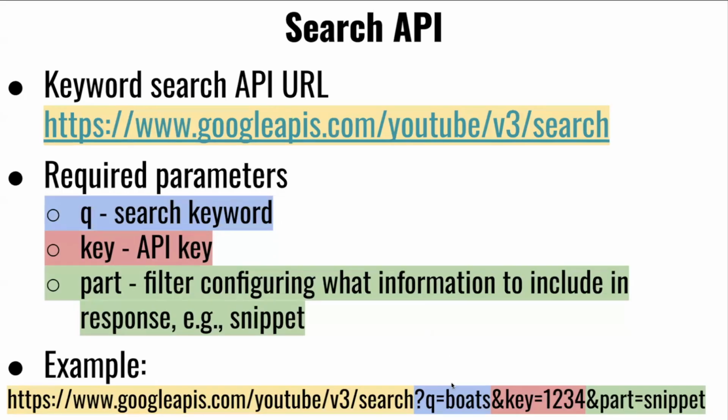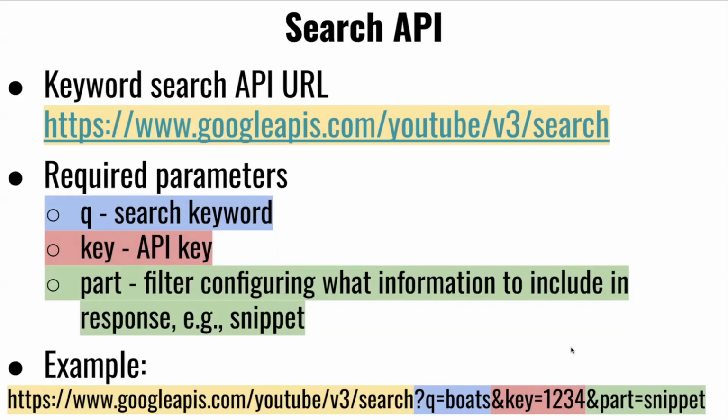Here we have just a simple string that says boats, so I'm searching for boats. And then the key, this is the API key that we copied, and we are storing it in our environment variable. You need to provide that in every request. That's how Google knows that it's you, that it has authorized you and you have permission to talk to it.